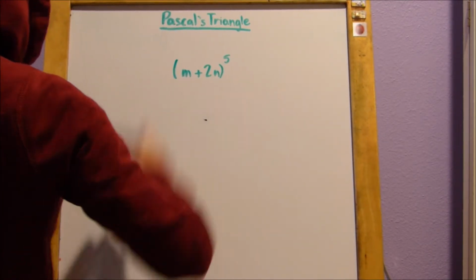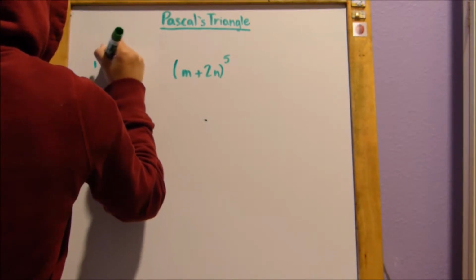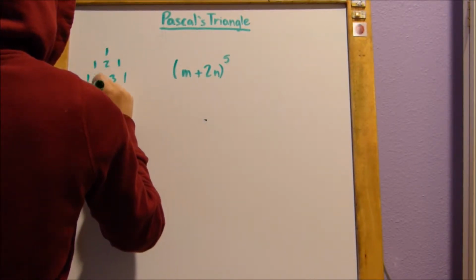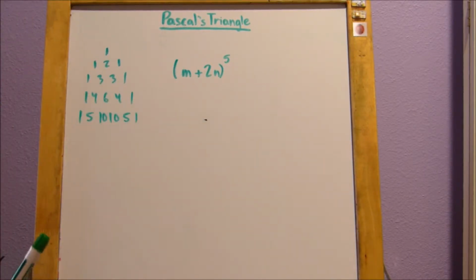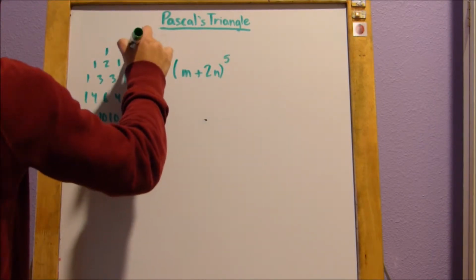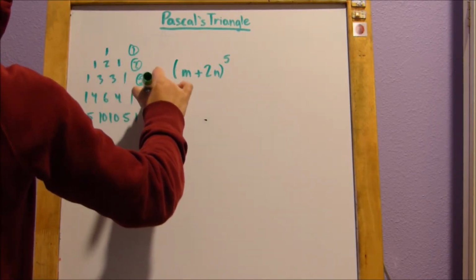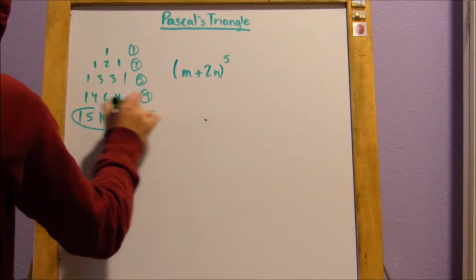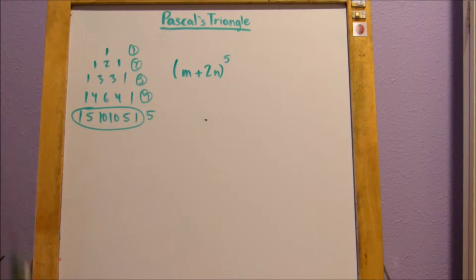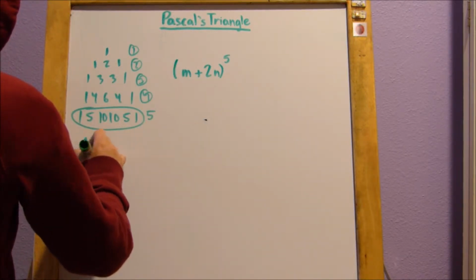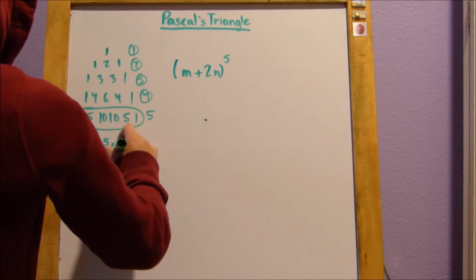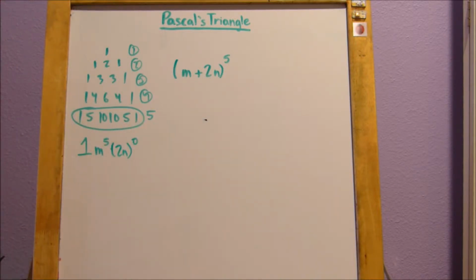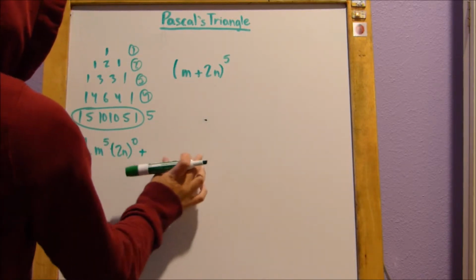So let's just quickly do a little Pascal's triangle. 1, 4, 6, 4, 1, 1, 5, 10, 10, 5, 1. So since this is to the 5th power, and this is row 1, 2, 3, 4, 5, this is the row that we want. These are the coefficients. So first, we write our coefficient, so that's 1, and then we have m to the 5th times 2n to the 0th. The exponents add up to 5, so let's move on to the next little chunk.